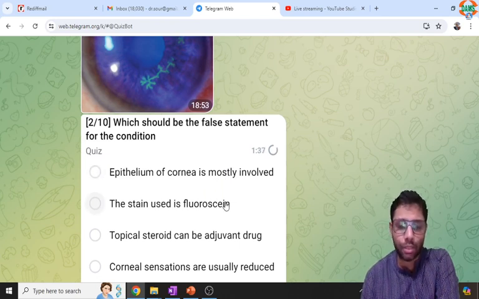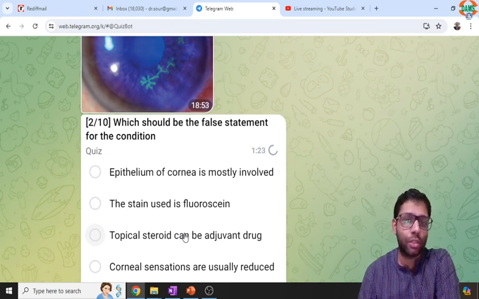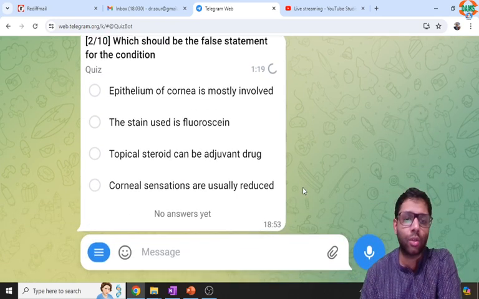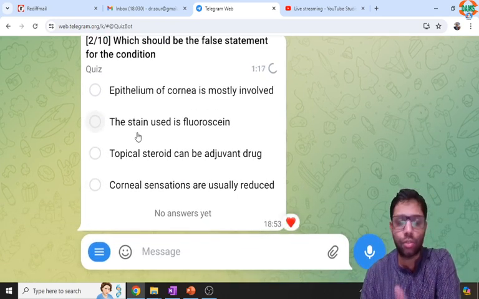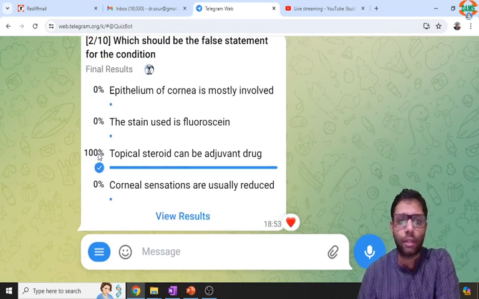Stain is fluorescein, yes. Topical steroid is contraindicated, not adjuvant, because that will lead to flaring of the ulcer. Topical acyclovir 5 times a day in ointment form is the treatment of choice. Topical cycloplegics is the adjuvant treatment of choice to decrease the pain and ciliary body spasm. And if it is a viral keratitis, corneal sensations are reduced. That is what you should know about dendritic ulcer. Topical steroids are contraindicated.